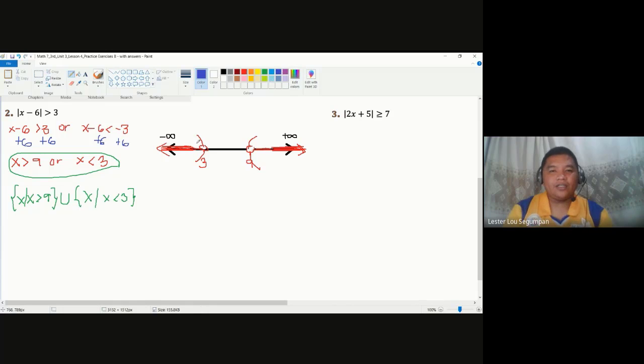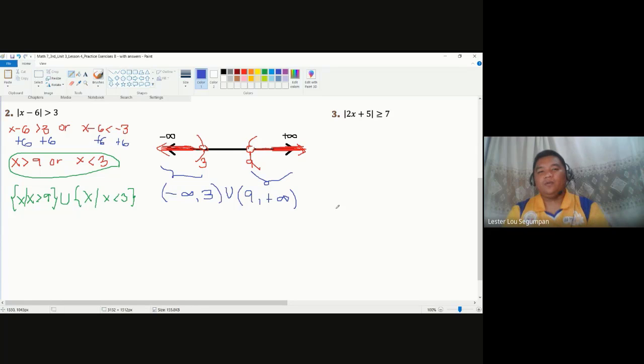And the interval notation will be patterned from the regions shaded here. So you have negative infinity to positive 3, open, union with 9 to positive infinity, always open. Okay? So please be guided with that. Let's have our last example.